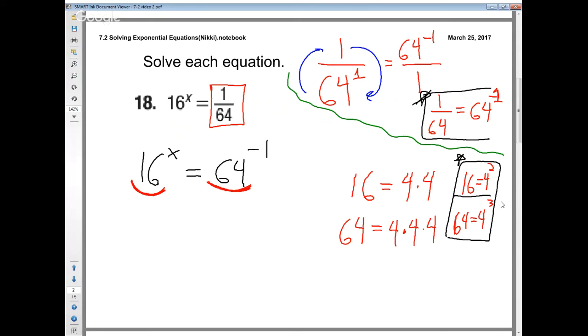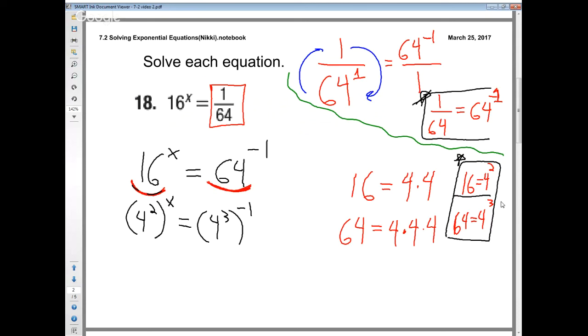So let's use these two facts over here on the left. So now, instead of 16x here, let's go ahead and rewrite 16 as 4 squared, because 4 times 4 is 16. So 16 is 4 squared, but we still have the x on the outside. And then 64 is the same thing as 4 cubed, but we still have the negative 1 on the outside, so that still needs to stay.